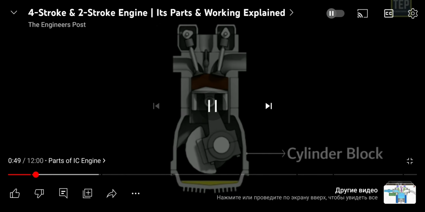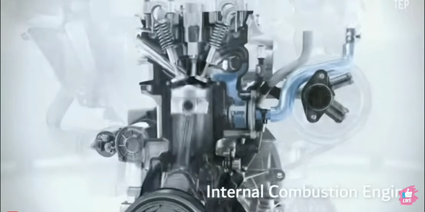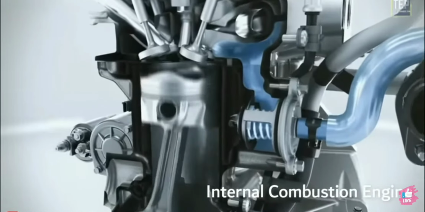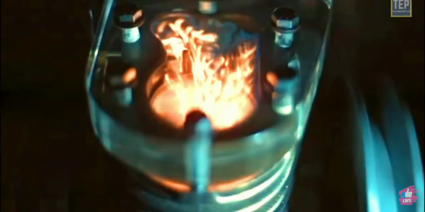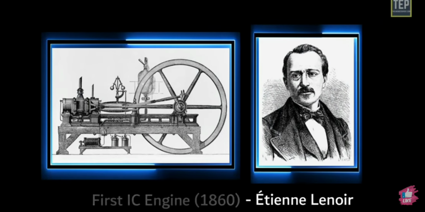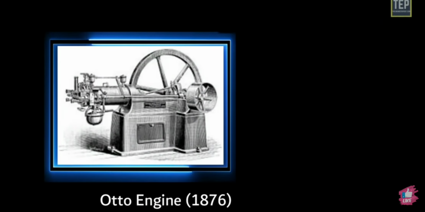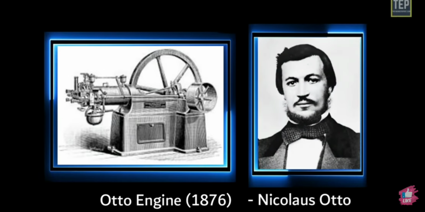and other components. IC engine, an acronym for internal combustion engine, is an engine in which ignition and combustion of fuel take place inside the engine. It works on the principle that the charge is ignited inside a combustion chamber under very high pressure. The first commercially successful IC engine was created by Etienne Lenoir around 1860, and the first modern IC engine, known as the Otto engine, was created in 1876 by Nicolas Otto.